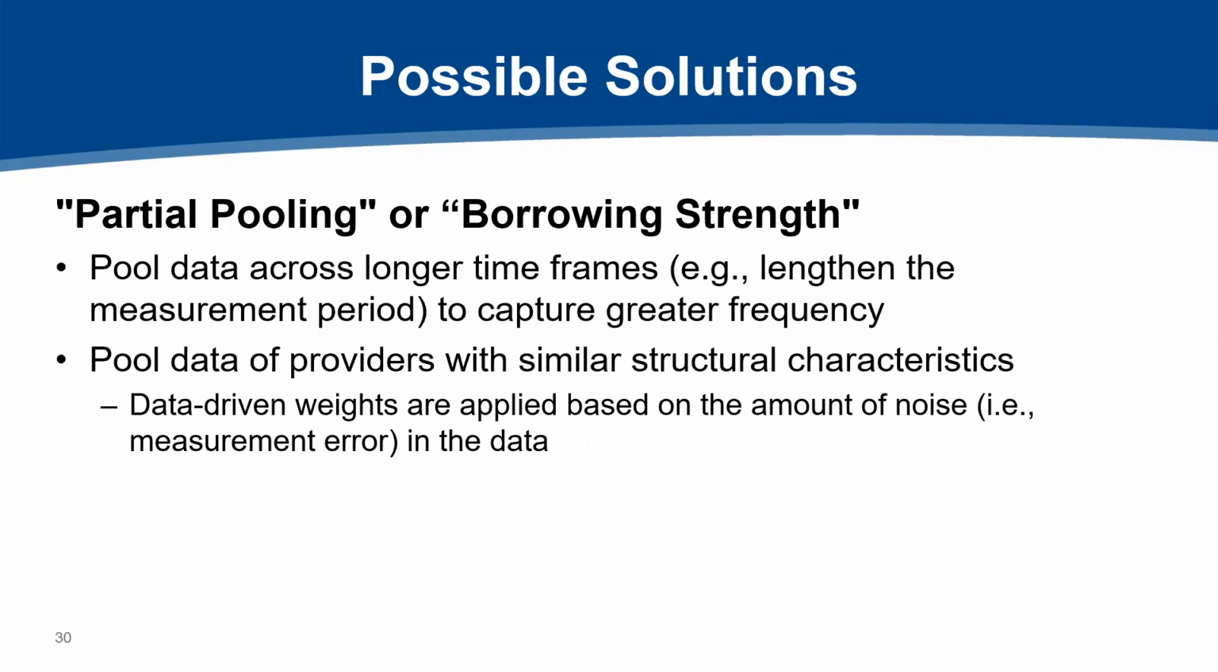So one option to consider is partial pooling or borrowing strength, which is a technique to strengthen data in one of two ways. You can pool your data across longer timeframes to capture greater event frequency. So in that case, you're essentially lengthening the measurement period. Another option is to pool data together of providers with similar structural characteristics, and then use data-driven weights to apply to the data based on the amount of measurement error. So those are sort of two different ways of partial pooling or borrowing strength. Next slide, please.